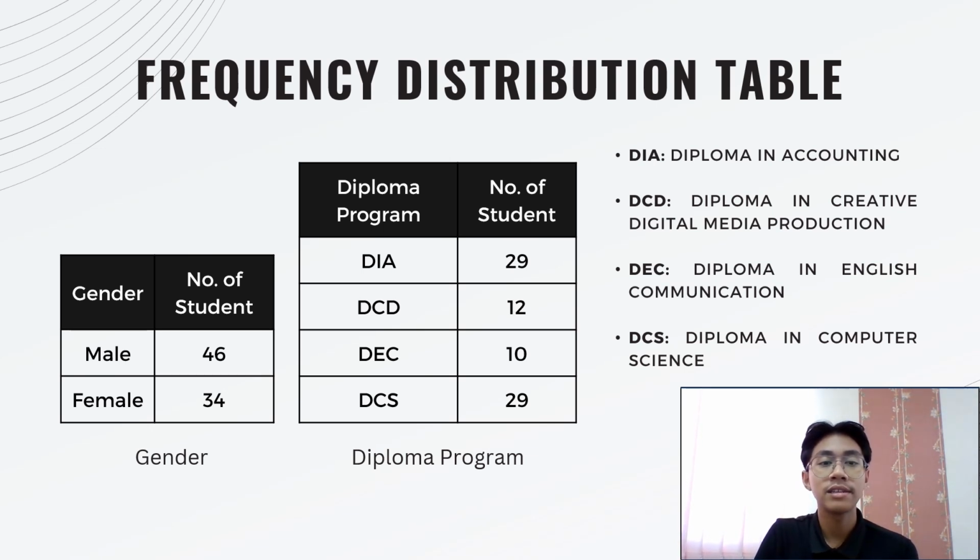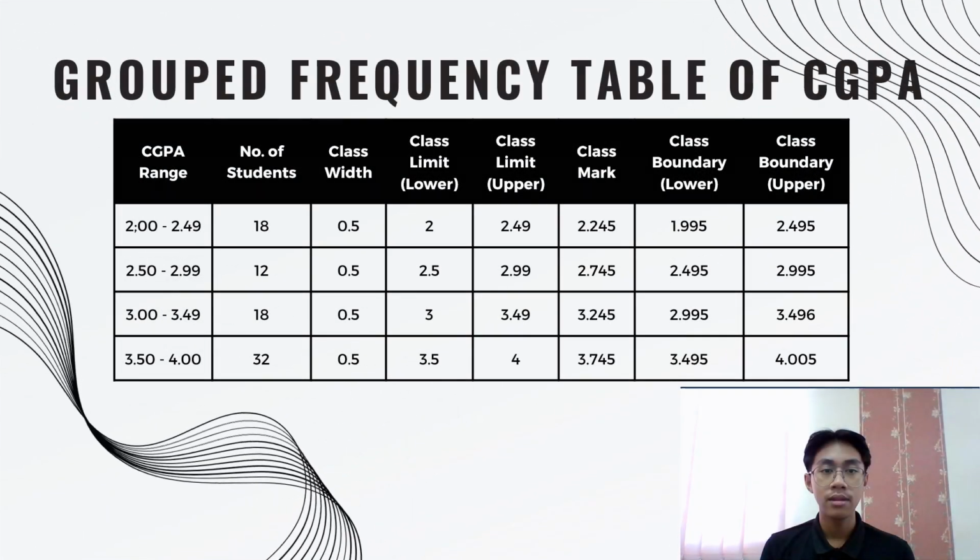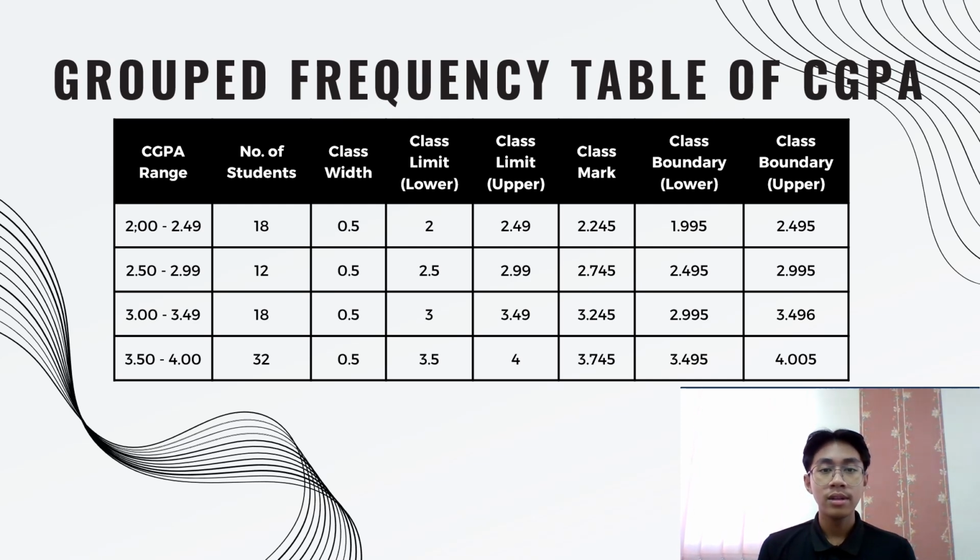Okay, so the next slide is the frequency distribution table, which is study method and support system. This table shows the preferred study methods and types of support system utilized by the students in our sample. These categories will be further visualized in the next slide. The group frequency table presents the CGPA range among the sample students, allowing us to understand overall academic performance distribution. Next, I will explain the visual representation of this data.